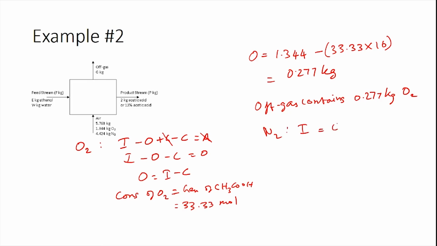Nitrogen does not take part in the reaction, which means the nitrogen balance becomes very simple, giving input equals output. So, the output of nitrogen in the off gas would be the same as the amount of nitrogen which was fed, which is 4.424 kilograms.